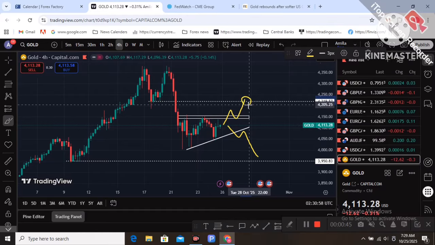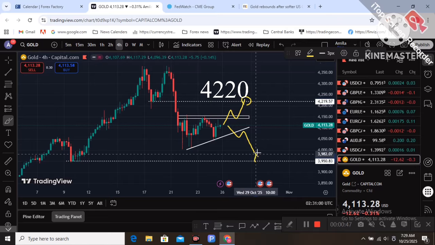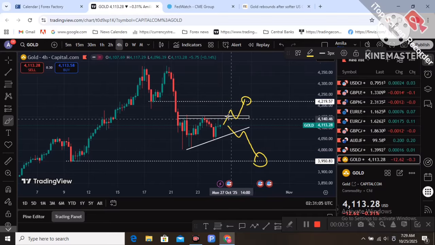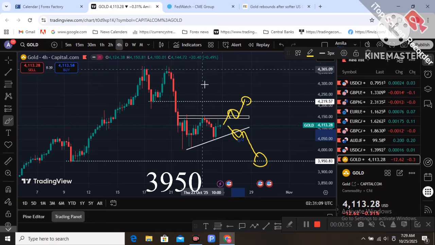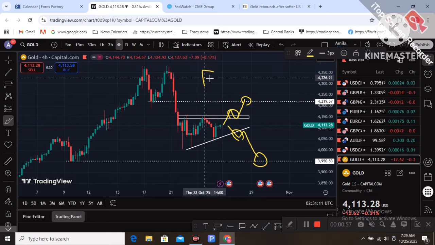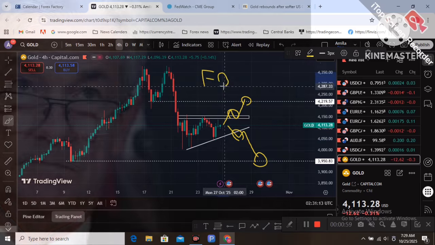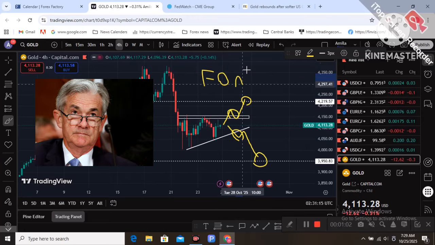Upside target is 4,220. Below target is 4,309... 950. The FOMC meeting is the big event next week.